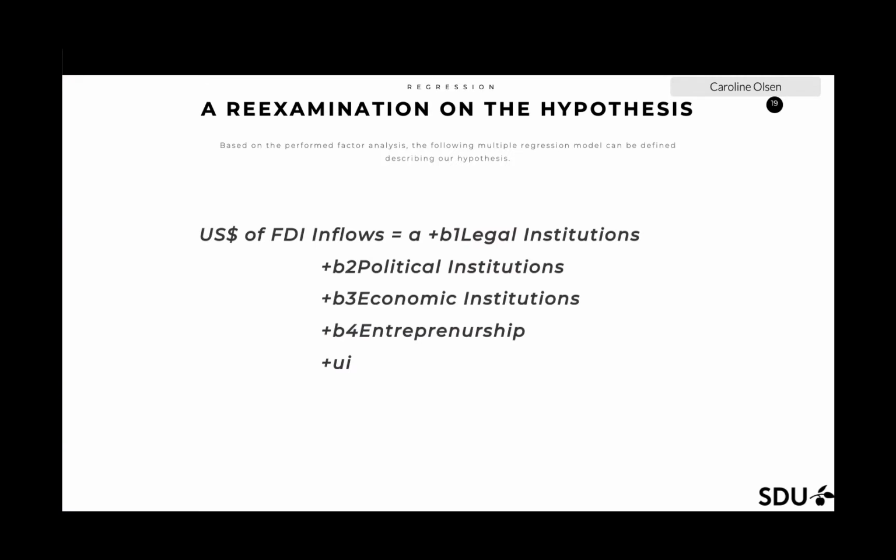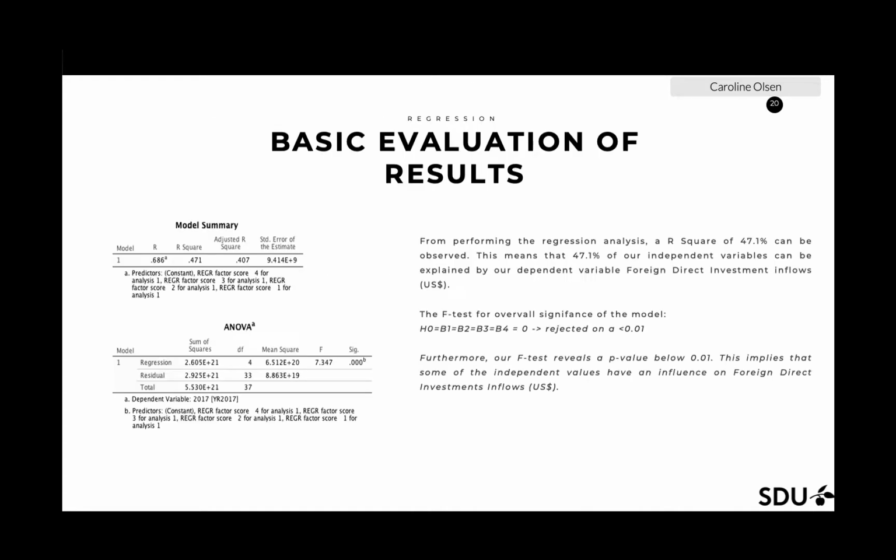So based on our performed factor analysis, we can now insert our 4 factors: legal, political, and economic institution, and further on our new factor, entrepreneurship. We would like to test if the factors, our independent variables, have an influence on our dependent variable, FDI inflows in US dollars.